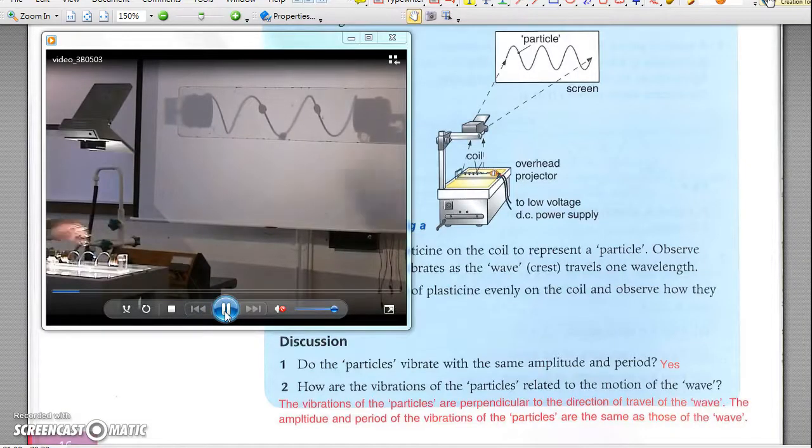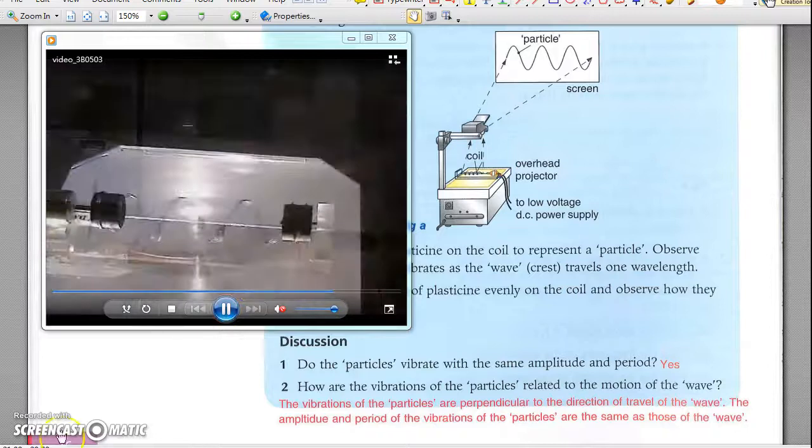Set up the transverse wave model on an overhead projector. Switch on the model so that a traveling wave is projected on the screen. When the coil turns, the plastic piece on the coil moves up and down, vibrating about its equilibrium position, in a perpendicular direction to the travel of the wave.